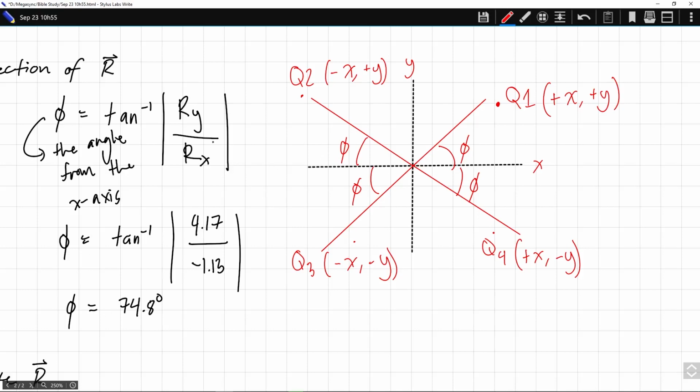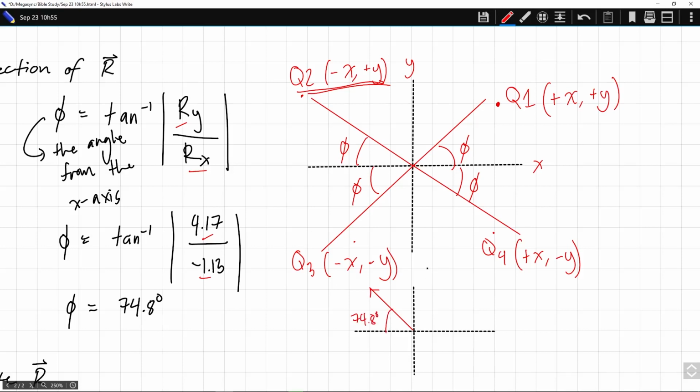Now, in order to know kung saan dyan sa apat na yan nakalagay itong ating angle phi, we need to look at the x component and y component of our r. Now, from this substitution here, we know that our x component is negative and our y component is positive. So that belongs to quadrant 2. So from our components, we determined na nasa quadrant 2 dapat yung angle natin. So the direction of our resultant vector r is towards this direction here. Parang ganito yung ating direction. And this angle phi, that is 74.8 degrees.